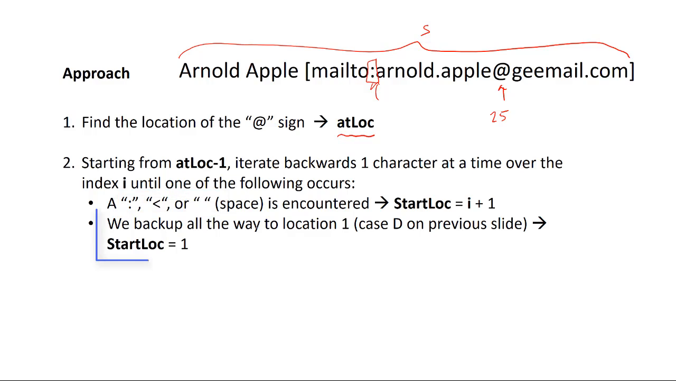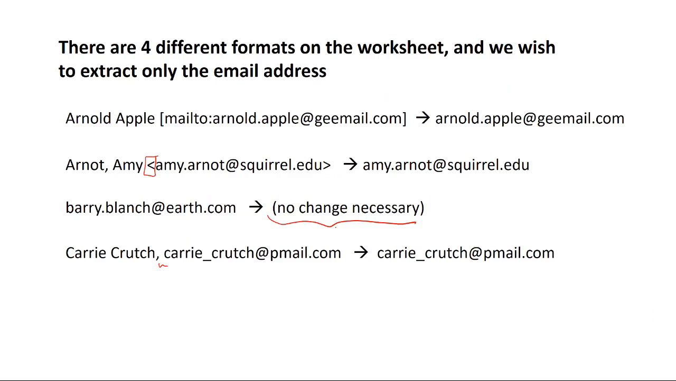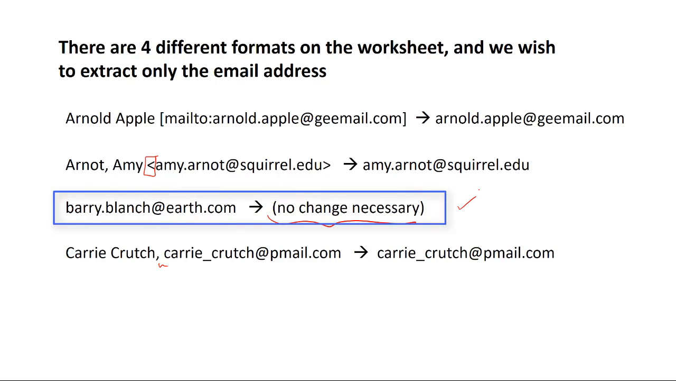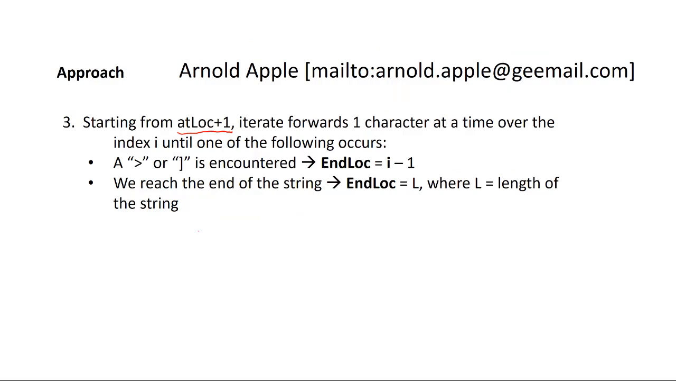If we back up all the way to location 1, then that means that we're working with this third scenario there. We're gonna go backwards until we either find a colon, a less than, a space. Once we find the colon or the less than or the space, we're gonna go 1 forward, and we're gonna name that start location. Then we're gonna start from the @ sign, so that's again the @loc, and we're gonna start from +1, which would be the G in this case, and we're going to go until we either find a greater than sign or a right square bracket.